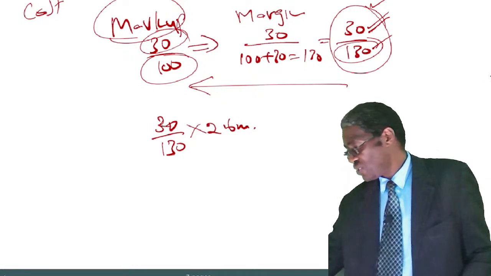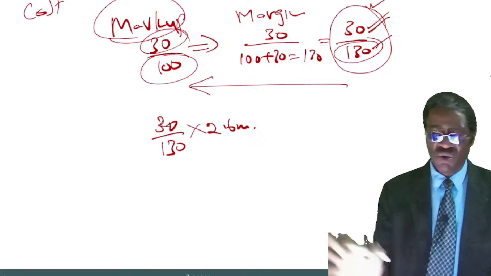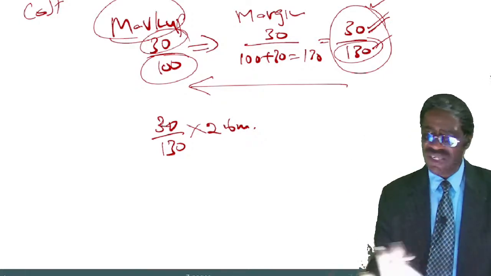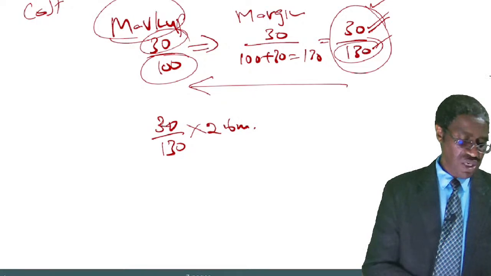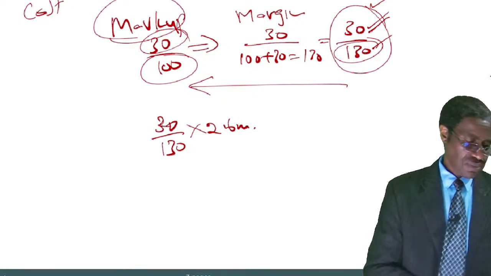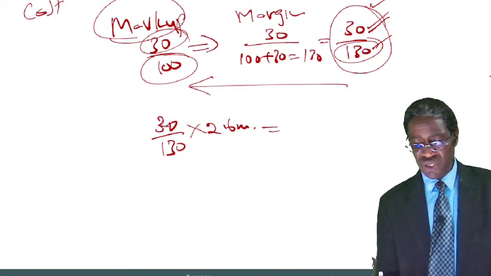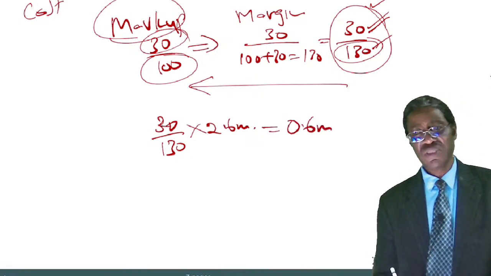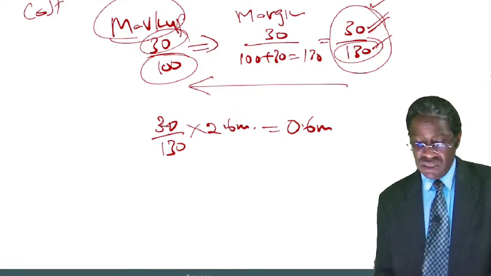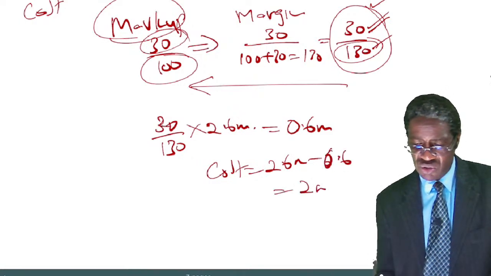Just for the sake of it, we shall put down the workings slowly. So this comes to be 30 divided by 130. Multiply that by 2.6. That gives me a profit of 0.6 million. So it is automatic that the cost would be 2.6 minus 0.6. So that means the cost is 2 million.